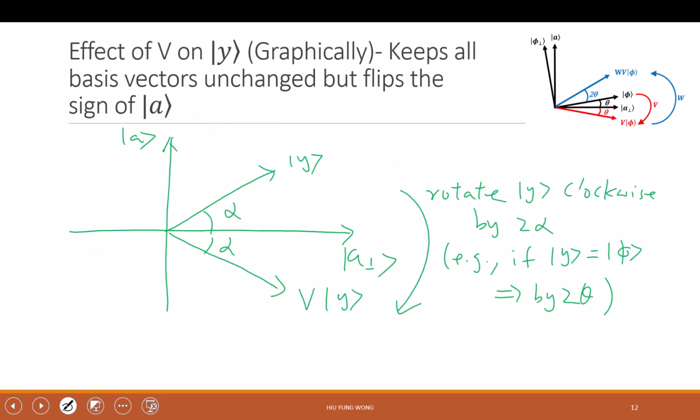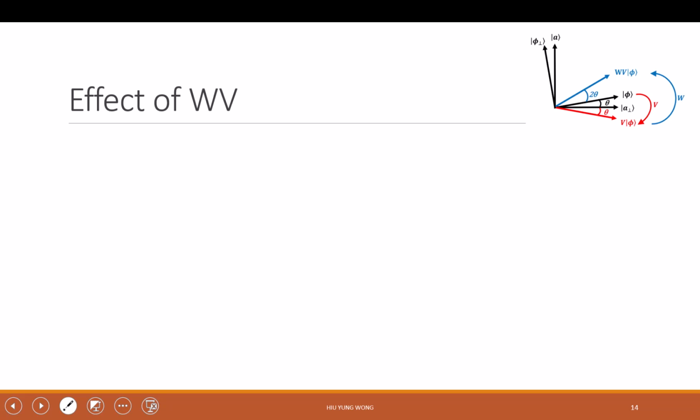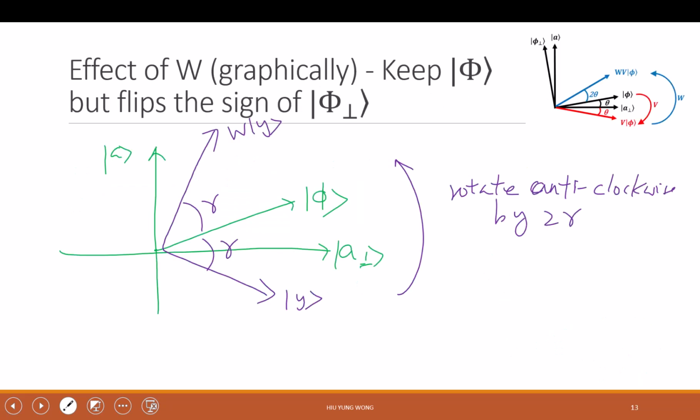Theta is the angle between the vector and A perpendicular, and gamma is the angle between the vector and phi. Okay. Then we will combine them, but I think you are tired already, so I will do that next class. And then we will show that it rotates by 2 theta, and that was the mistake I just made. If it's 2 theta, then you will get how many times it will rotate. Okay, so almost done with this Grover algorithm.